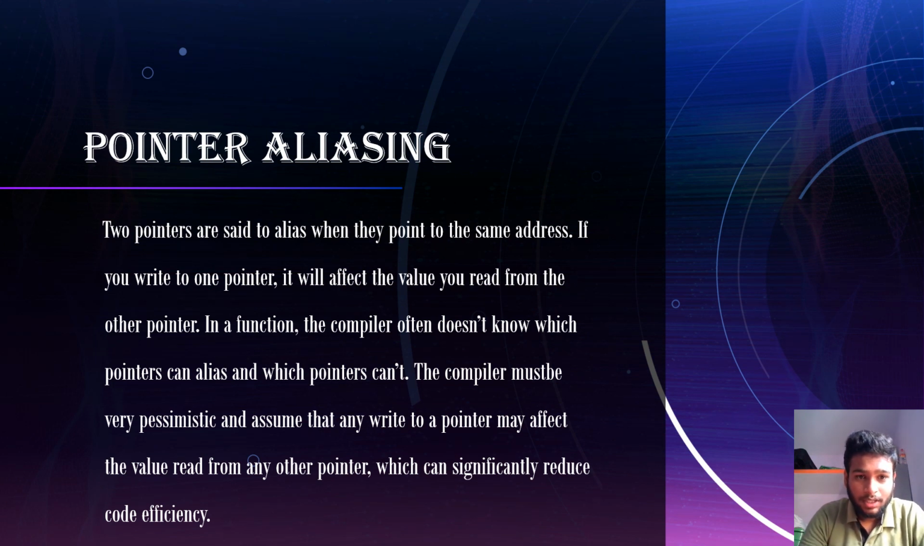Two pointers are said to be aliases when they point to the same address. If you write to one pointer, it will affect the value you read from the other pointer. In a function, the compiler often doesn't know which pointers can alias and which can't. The compiler must be very conservative and assume that any write to a pointer may affect the value read from another pointer, which can significantly reduce code efficiency.